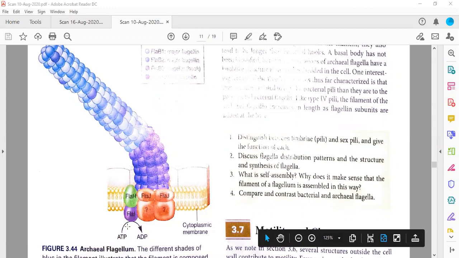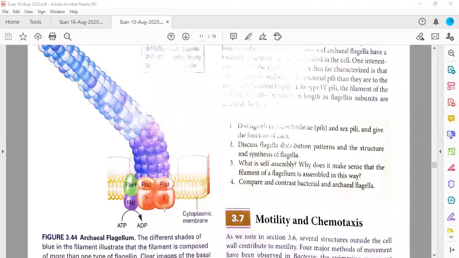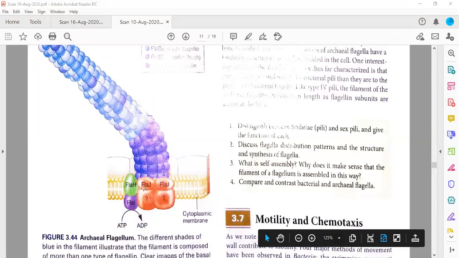Flagellin I is having some role. It is found to be an ATPase, which is hydrolyzing the ATP. There are certain other flagellin proteins. We do not know the names of these proteins, so there is a question mark. They are present, but they are not named yet. Okay, so there are different types of flagellin proteins which together make the archeal flagella.